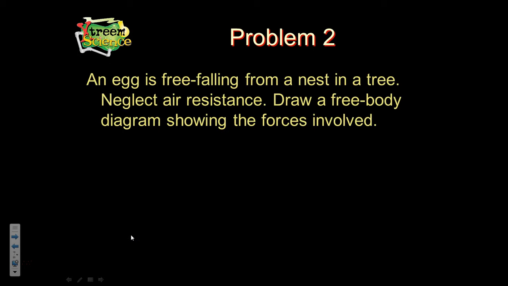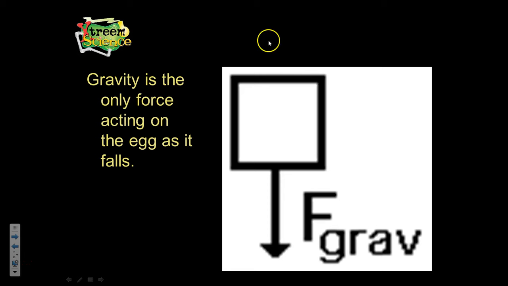Second one, an egg is free falling from a nest in a tree. Neglect air resistance, draw a free body diagram. So in this case, we notice that we have an object in the air. So because the object is in the air, it's not on a surface. So what that means is there is no normal force. Okay, we only have normal force if we're on a flat surface. Now, because the egg falling from the tree is on a planet, most likely Earth, we also have a force of gravity pulling it down. We always have the force of gravity if we are on a planet.